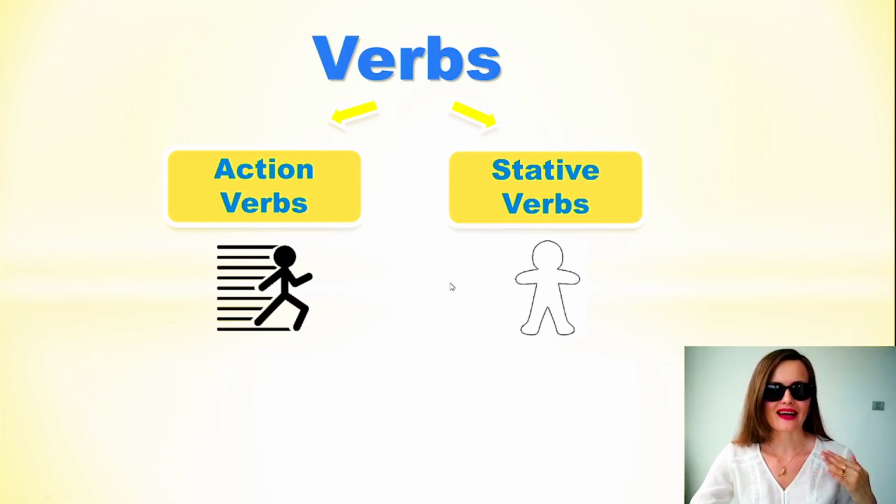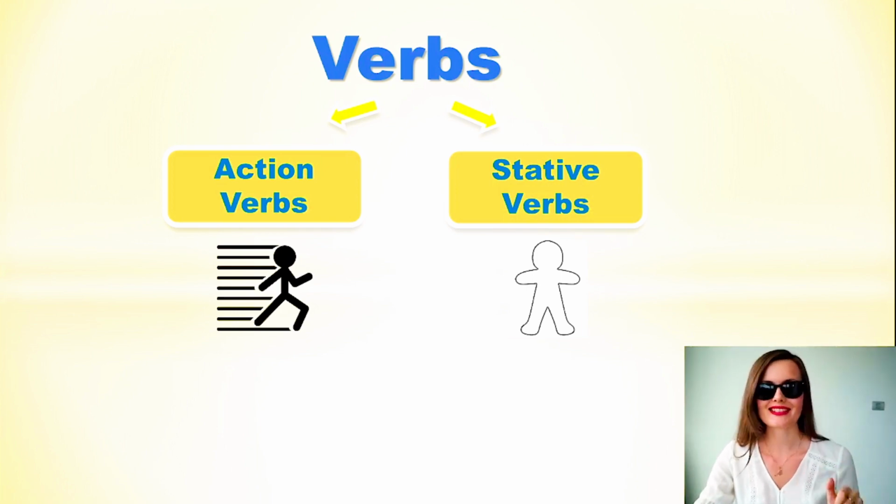To understand this better, we need to know that the verbs are classified into two groups. These are action verbs and stative verbs. Please repeat after me. Action verbs, stative verbs. Some of the verbs could be even both, action and stative.